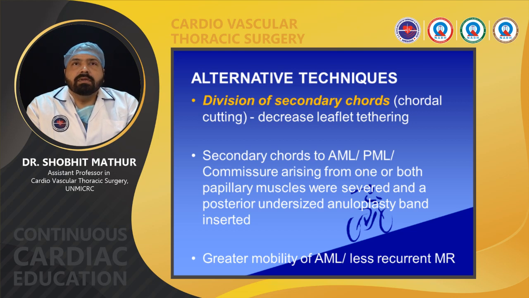The alternative techniques for repair that can be employed: mitral valve repair in itself is a voluminous topic, so I'll be speaking briefly about the techniques that are usually employed in some centers for treatment of ischemic MR. The alternative techniques are division of secondary cords, cutting them. This will obviously reduce the leaflet tethering effect by the chordae. The secondary cords to AML and PML are severed, and again an undersized posterior annuloplasty is done. It causes greater mobility of AML and less recurrent MR.